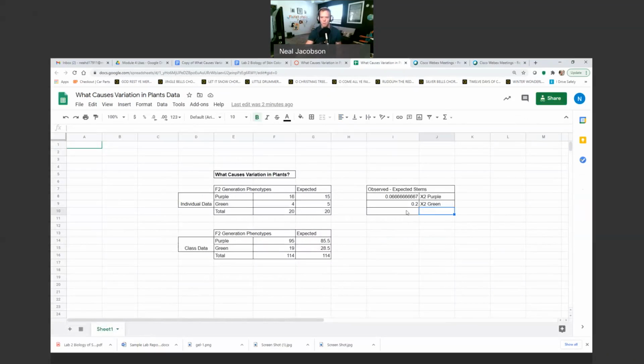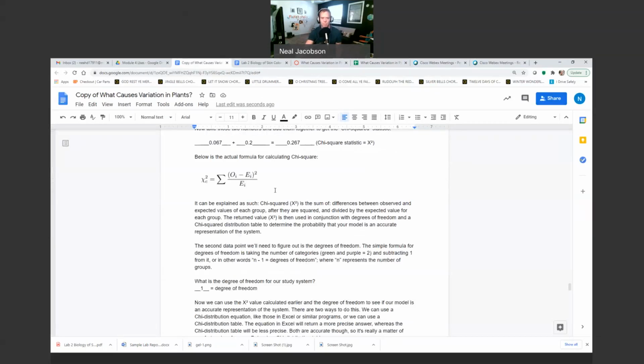So I'm going to do that over here, and I'm just going to say equals the sum, open bracket, and then I'll select these two numbers added together. I get 0.26667. Okay, and that's our chi-squared. That's the number that we're looking for. Alrighty, going back to our lab.